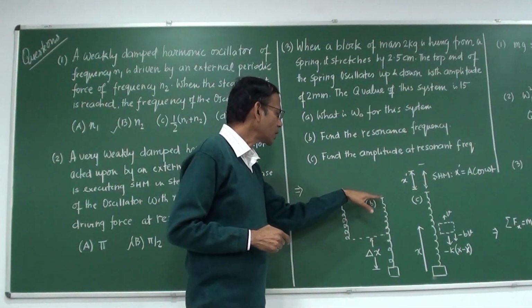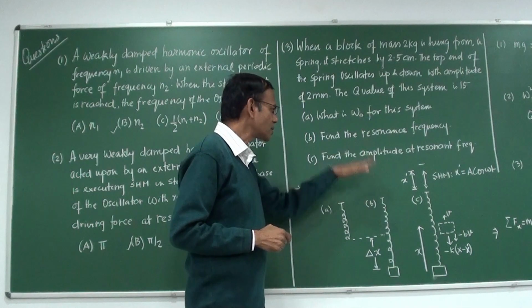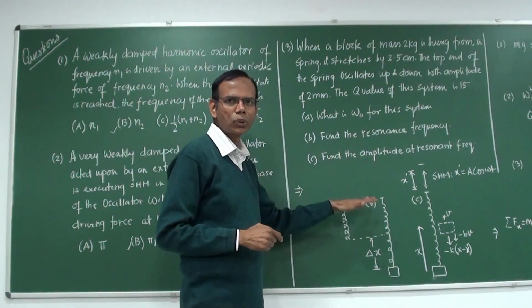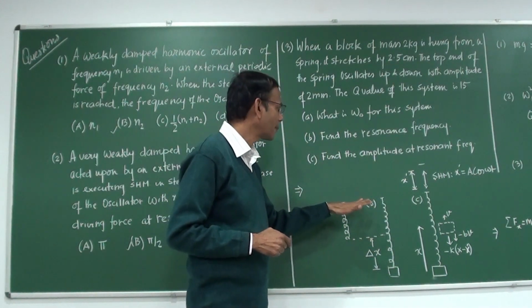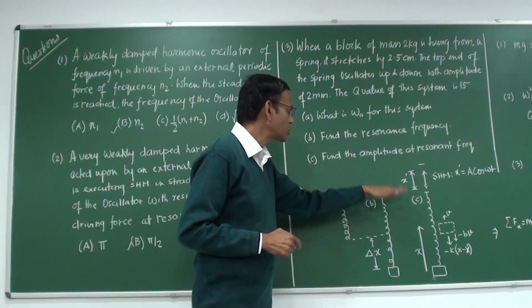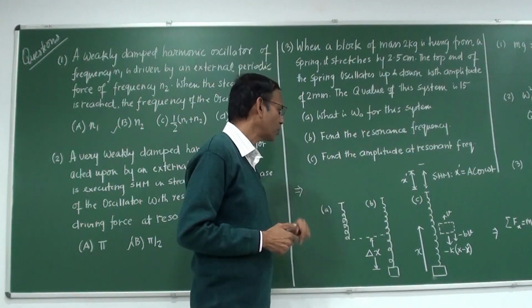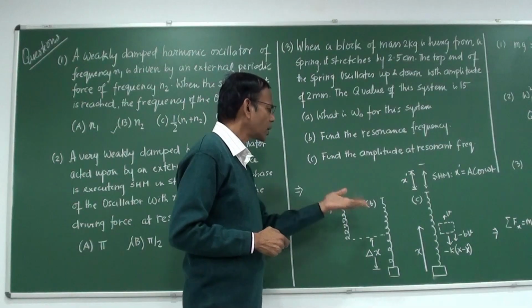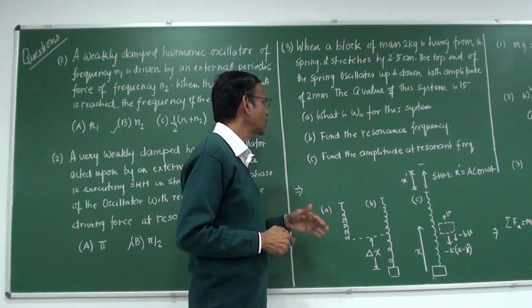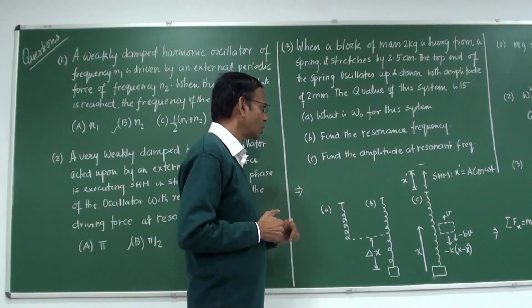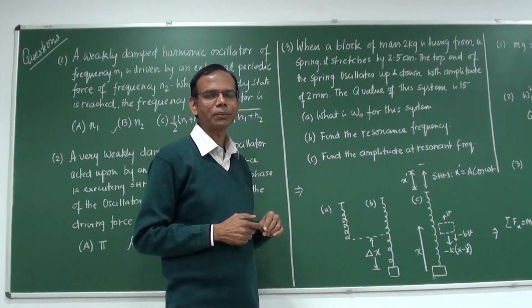Now somebody takes up the other end and starts oscillating with simple harmonic motion. With simple harmonic motion, it is oscillating, the top end part. Now the question is omega 0, resonant frequency, and the amplitude at the resonant frequency.